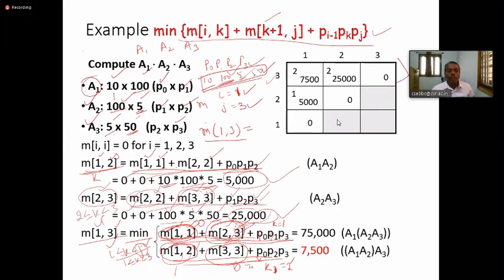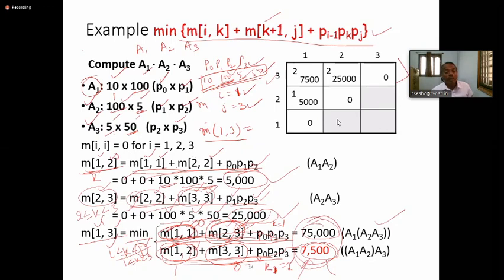Finally, if I calculate this first option, I got 75,000. In the second option, I got 7,500. Among these two, which has fewer multiplications? This one has fewer multiplications. That's why you have to take this one.